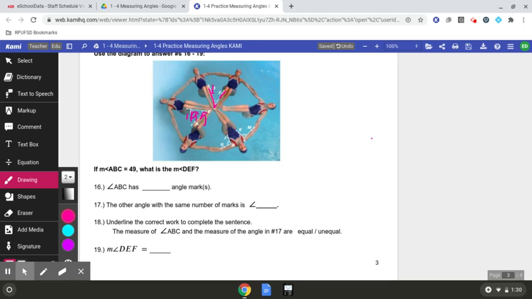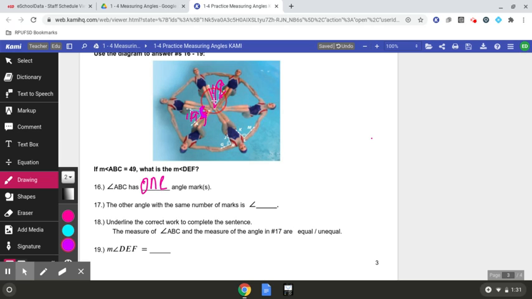So that means that this is also 49. And again, I'm kind of getting ahead of myself, but I can put all these markings in because they're there. So this is also 49. So it says angle ABC has one angle mark, right? I just drew this little arrow here to show that it had that one arc that went through it right here. I made it in a different color so you could see it again. So it was right here.